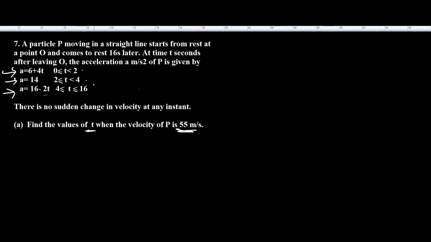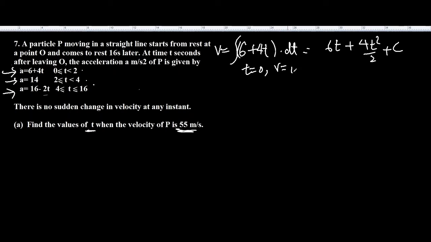So for finding velocity from acceleration, we should integrate the equation of acceleration. So 6 plus 4t is the first part, and we'll integrate this one. It comes out to be 6t plus 4t square over 2 plus c. And this is velocity. We know it starts from rest. So when t is 0, v is 0. So to find c, if we substitute here, velocity is 0, 6 times 0 plus 4 times 0 square over 2 plus c, everything is 0, so c is 0.